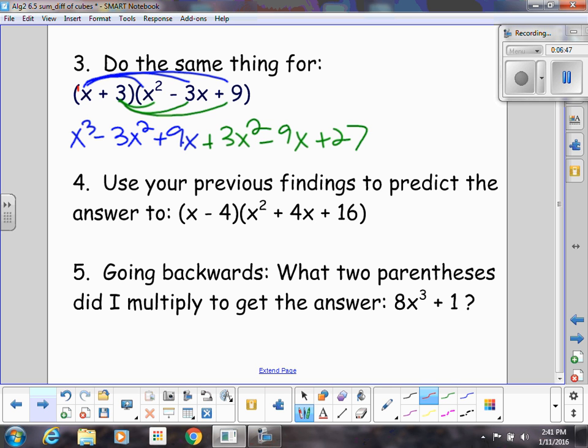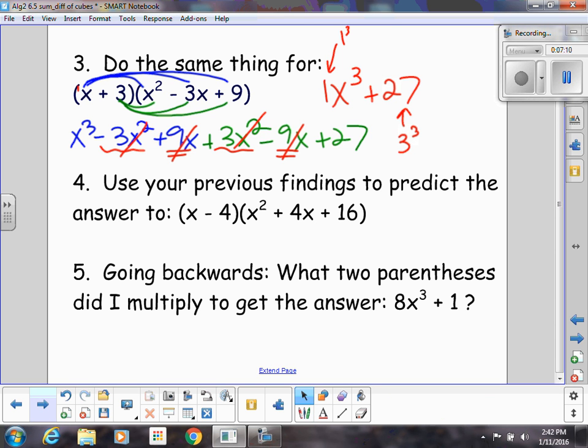Combine my like terms. These cancel again. So do these. And all I have left is x cubed plus 27. All right, so again, I'm getting perfect cubes. That 27, again, remember that's 3 to the 3rd power, and this is 1 to the 3rd power. So I'm getting that same kind of answer.